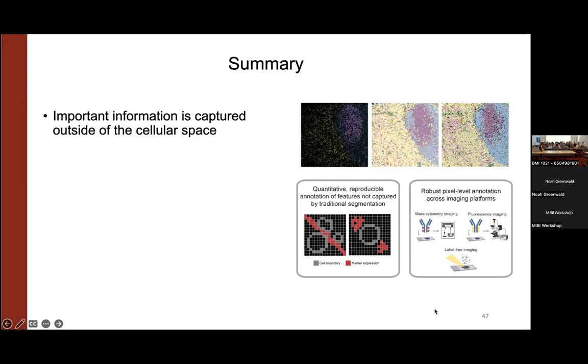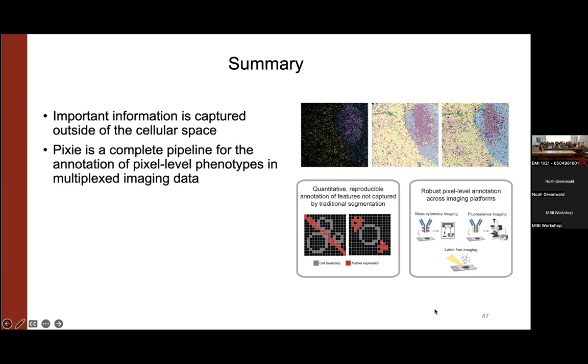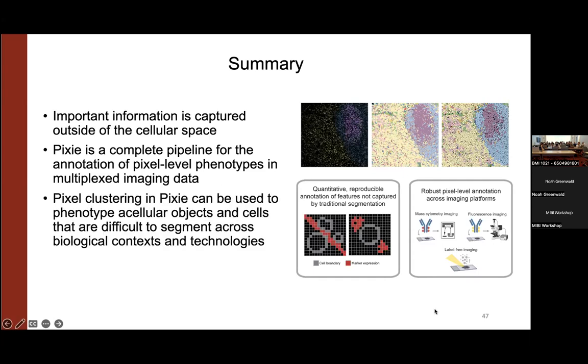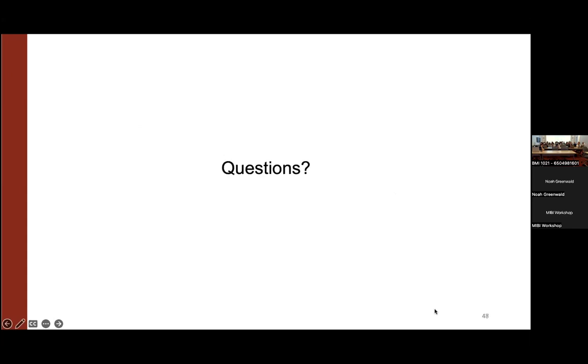So in summary, there's important information that is captured outside the cellular space. Pixie is a complete pipeline for the annotation of pixel-level phenotypes in multiplex imaging data. And Pixie can be used to phenotype acellular objects and cells across various biological contexts and also imaging platforms. Okay, so this one I'll stop for questions.